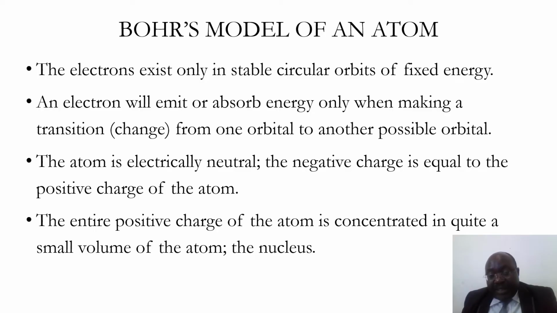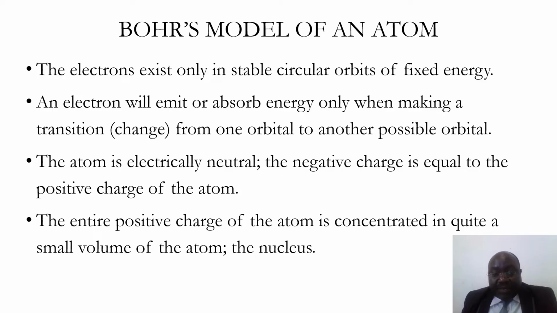In case an electron falls from a higher energy level to a lower energy level, it emits energy, and then we have emission spectra that result. These are the ones that we mentioned earlier on of electromagnetic nature. The atom is electrically neutral. The negative charge is equal to the positive charge of the atom.